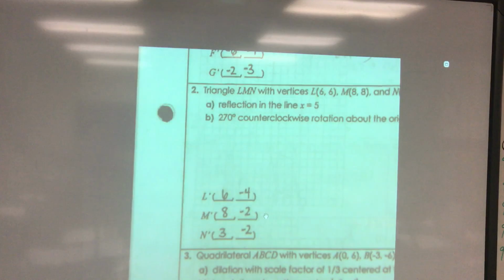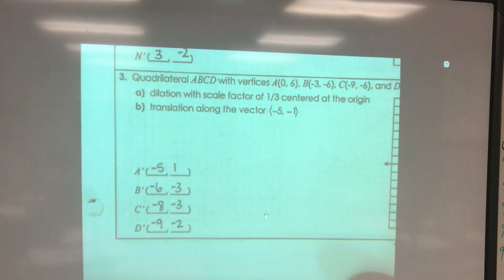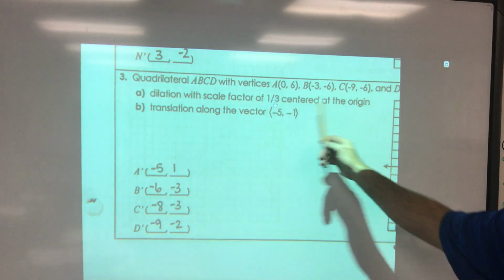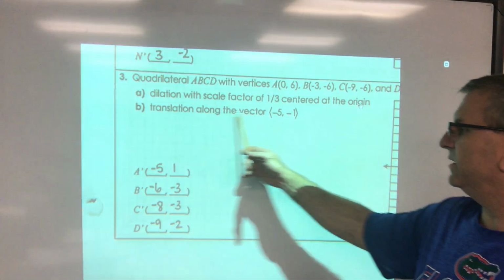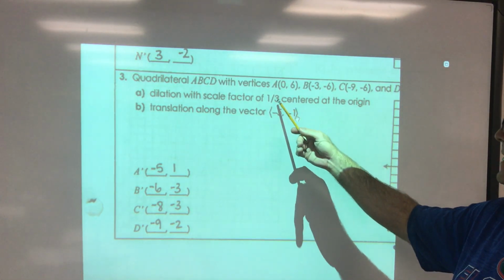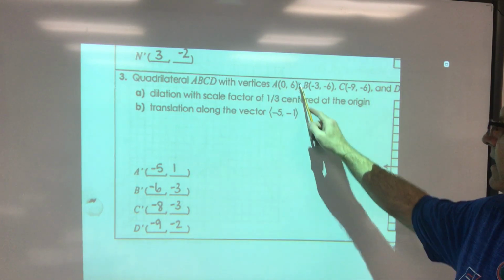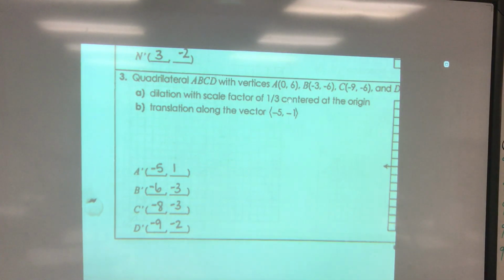All right, so now number 3. Drop down to number 3 on homework 7. I have a dilation with a scale factor of 1/3, centered at the origin, and then a translation across that vector of -5 and -1. So, dilation at the origin, easiest thing. You take this times that, and you get your new point.